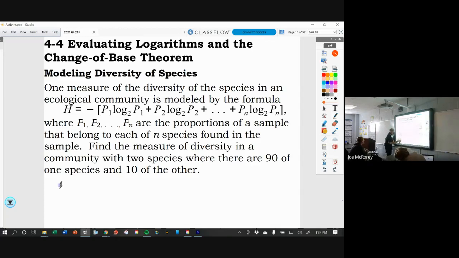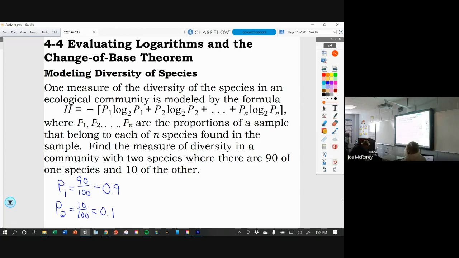Okay, so population 1, we have 90 over 100, which is the same thing as 9 over 10 or 0.9. Population 2 for this problem, we have 10 over 100, or 1 over 10, or 0.1. Okay? And that adds up to 1, right? So we're good to go.